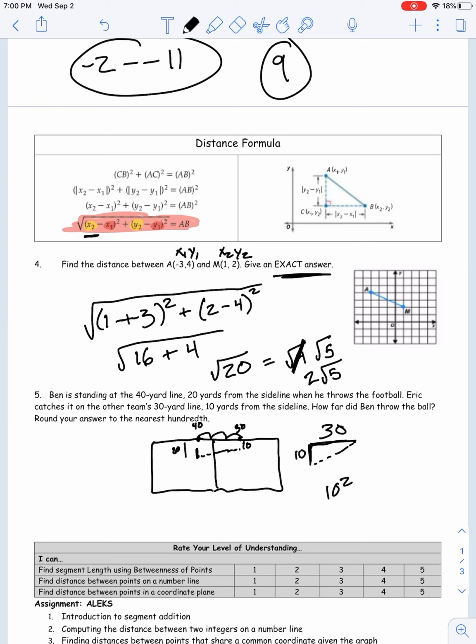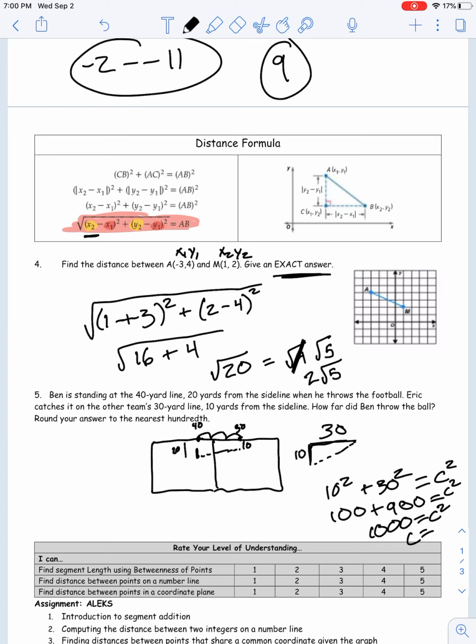So I would say 10 squared plus 30 squared equals c squared, because those are my two legs. 100 plus 900 equals c squared. 1,000 equals c squared. C must equal 100.